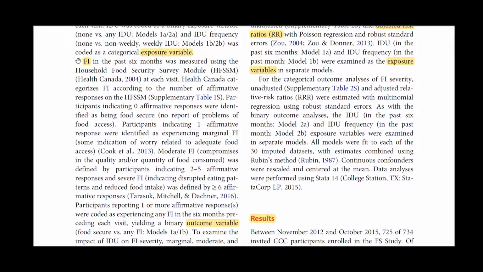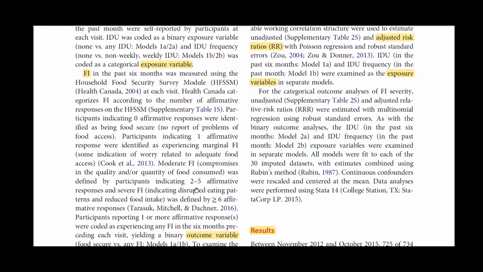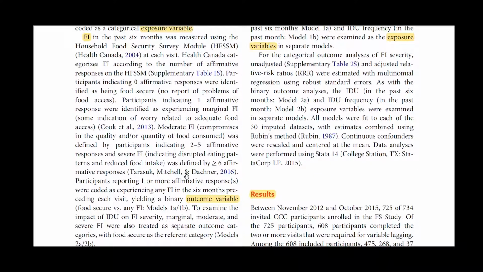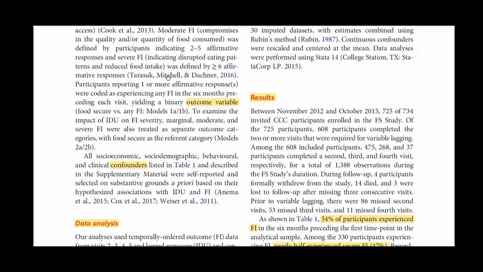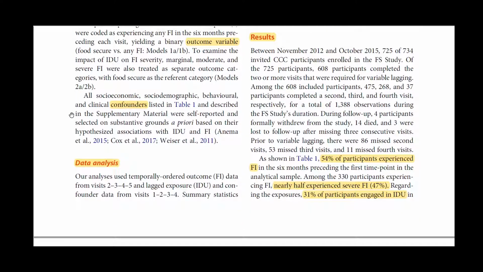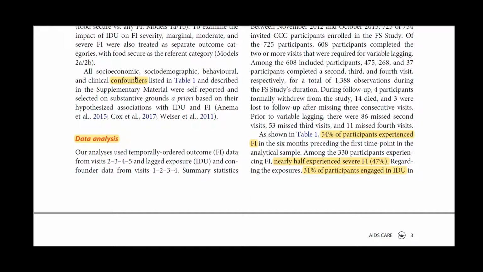We talk about food insecurity, our outcome, FI. And again, there's several ways you can code food insecurity or look at this outcome, but I won't get into those details here. But again, the paper is linked below if you'd like to look at this further. And I also highlight that we collected information on various confounding factors, or factors which may bias our examination of the relationship between injection drug use and food insecurity.